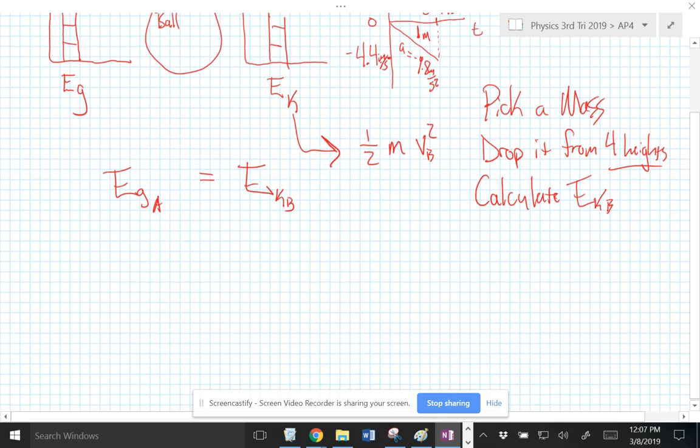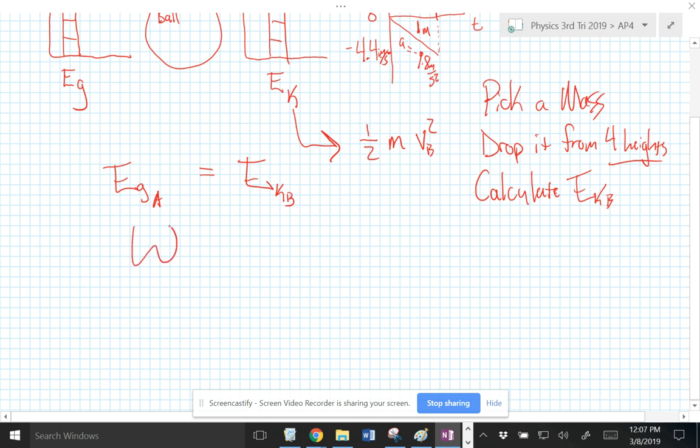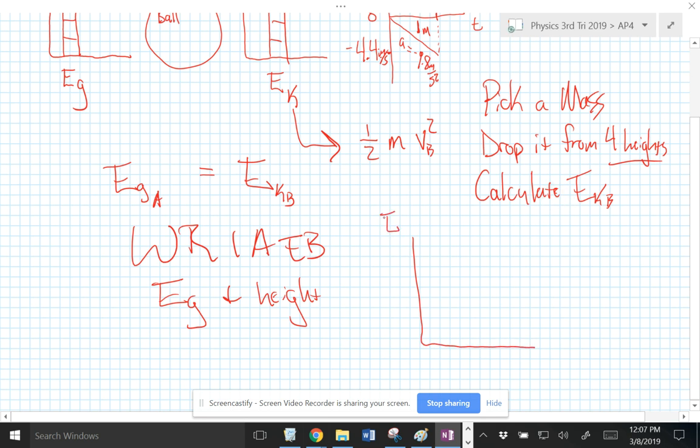So what we want to look for here is what relationship, if any, exists between EG and height. You'll have a graph in Desmos or your head that is EGA versus drop height. Thought experiment. Go ahead and make it happen with your calculators. Pick a mass, drop it from 4 heights, calculate EKB, plot EGA versus drop height.